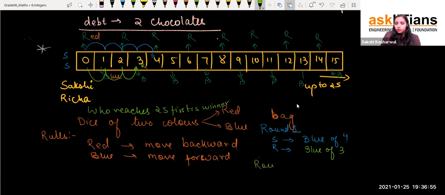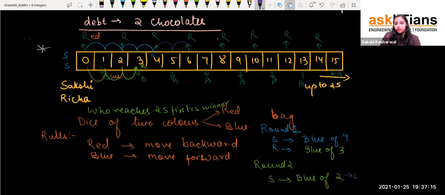What is round 2? Again Sakshi gets a chance and she gets a blue die again, she is very lucky. She gets a blue 2. So Sakshi moves 2 steps forward again. She is on 4, so she will go to 6. Now Sakshi is on 6.